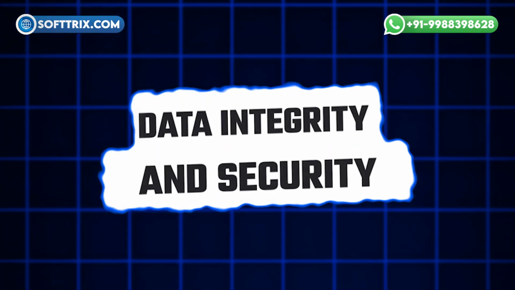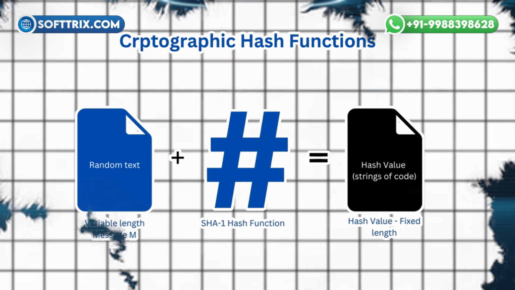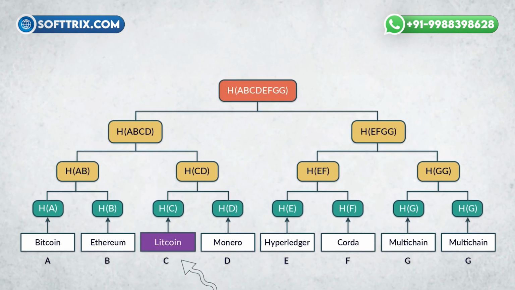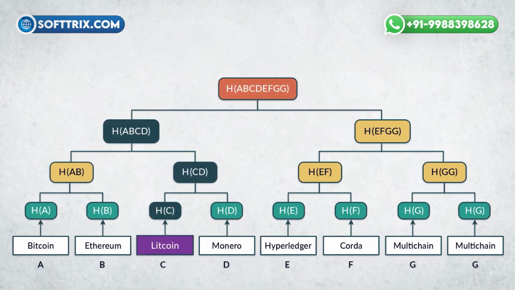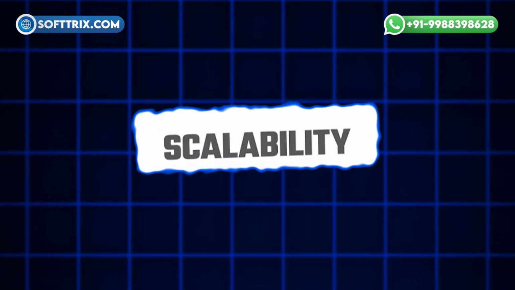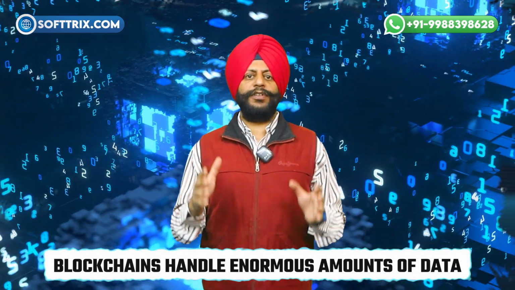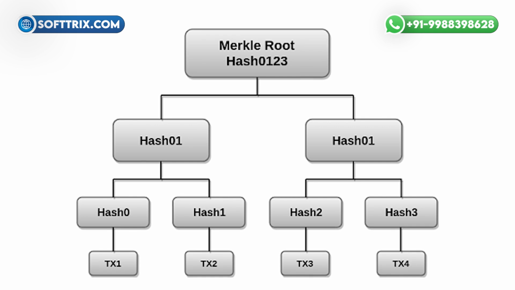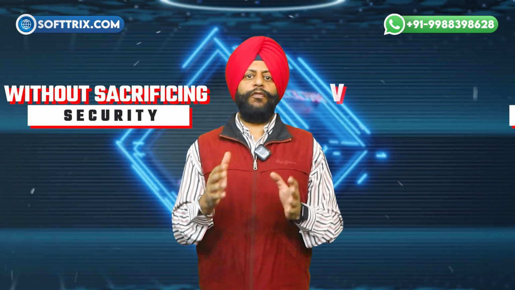Data integrity and security. Since the Merkle tree is built using cryptographic hashes, even a tiny change in the data would produce a completely different Merkle root. This ensures data integrity. Scalability. Blockchains handle enormous amounts of data. The Merkle tree compresses this information into a single Merkle root, making the system scalable without sacrificing security or verification speed.